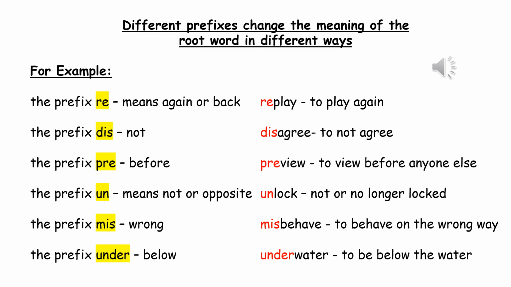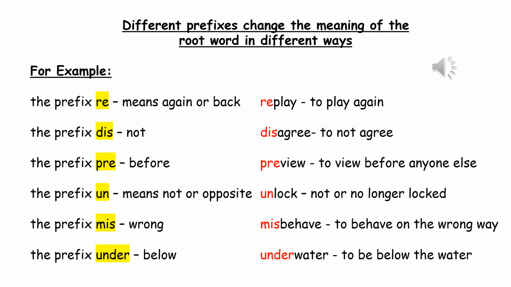Now, different prefixes change the meaning of the root word in different ways. So let's have a look at a few of the prefixes, their meanings, and how they change a root word. So number one, the prefix re means again or back. So for example, replay, to play again.